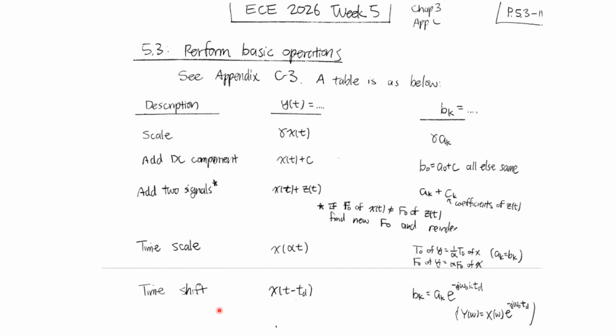Time shift is one that we'll do a bit in this exercise, where if you just shift x of t by a certain amount, a shift in time is going to be the addition of a phase term as defined here. So if you shift it by td, you're going to add an extra phase of e to the minus j omega naught k td after each of your ak coefficients in order to get bk. So we're going to do that once we're through all the very heinous examples.